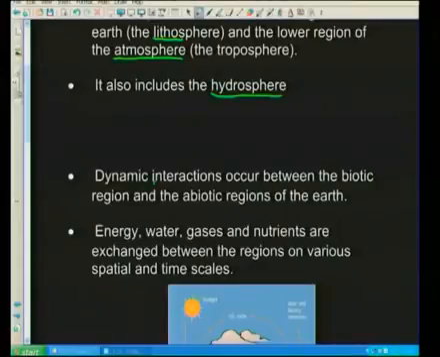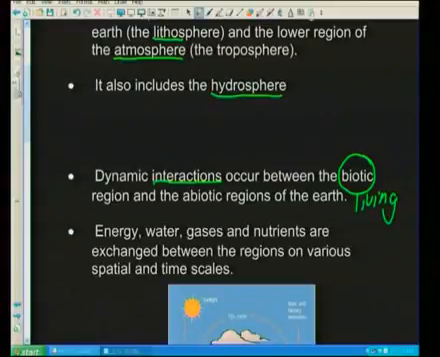Now, all of these, the lithosphere, atmosphere, hydrosphere, form a dynamic interaction. So there's a dynamic interaction between these regions. Maybe these 2 words you can remember, the word biotic. What does that mean? It means living. So the word biotic refers to all the living organisms on Earth. Think about plants, all our animals, all our tiny little microorganisms that live in the soil. Those are all living or biotic organisms.